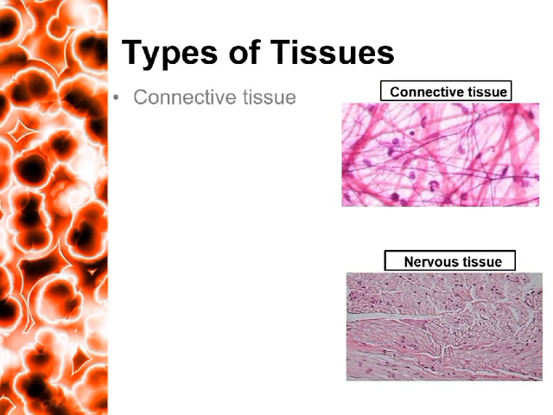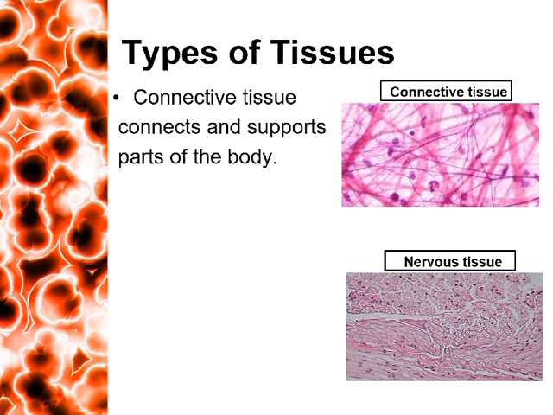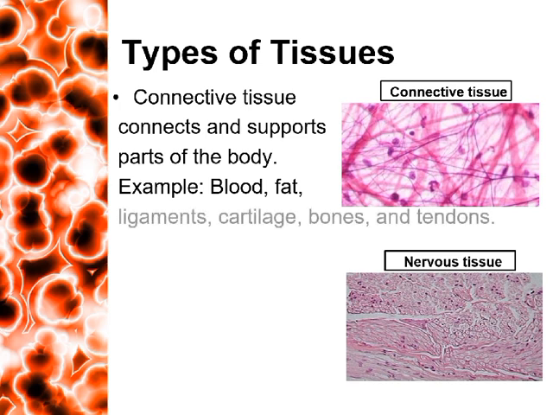The first one is connective tissue. Connective tissue connects, supports, and protects body organs while distinguishing blood vessels from other tissues. The examples of connective tissue include blood, fat, ligaments, cartilage, bones, and tendons.